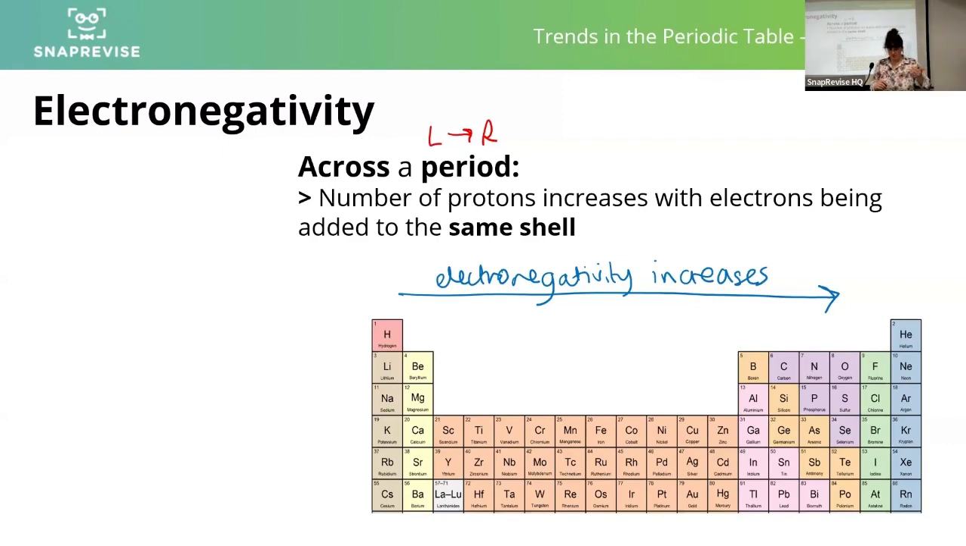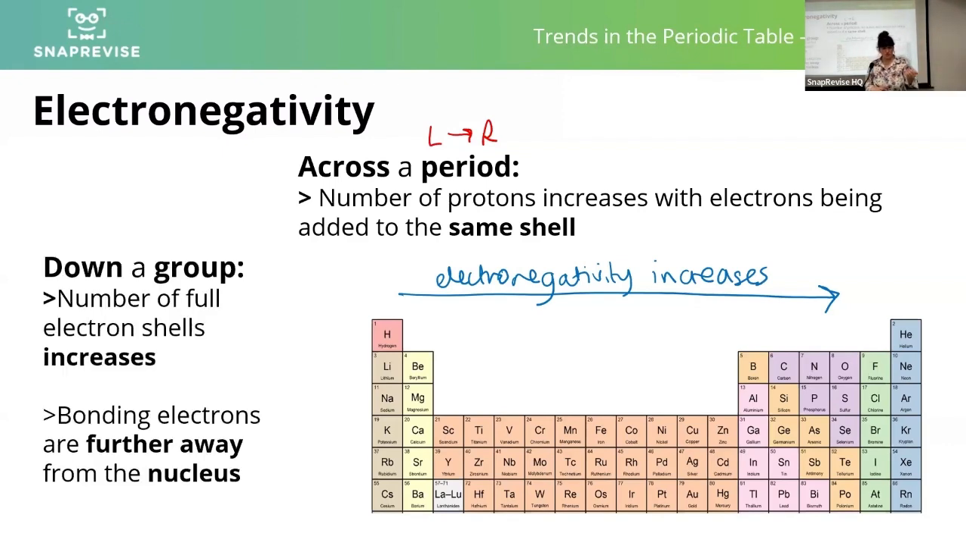What about as you go down a group then? As you go down a group, although you are increasing the number of protons, you are also increasing the number of shells, which increases shielding. And shielding is the dominant factor, so we can ignore the effect of the protons and just concentrate on the effect of the added electron shells. So as we go down, electronegativity decreases.